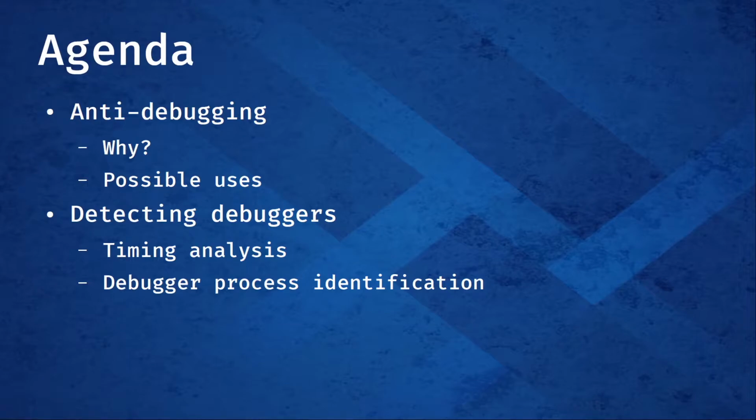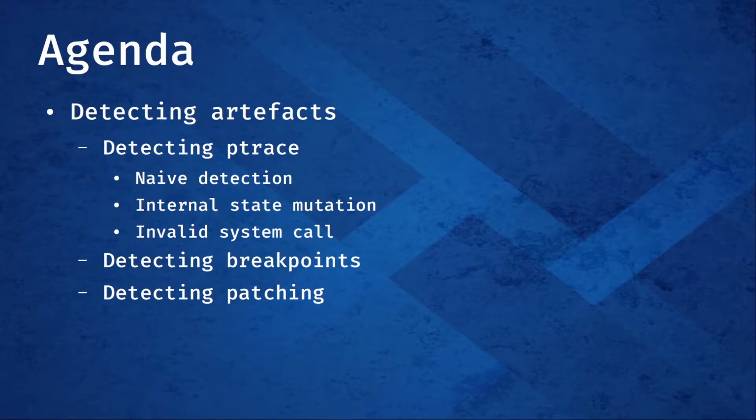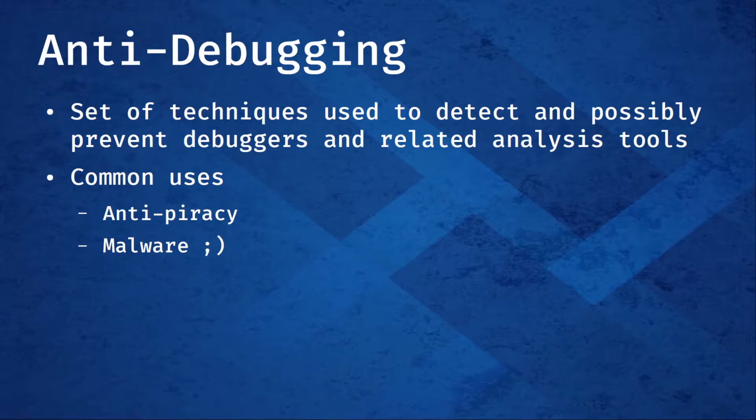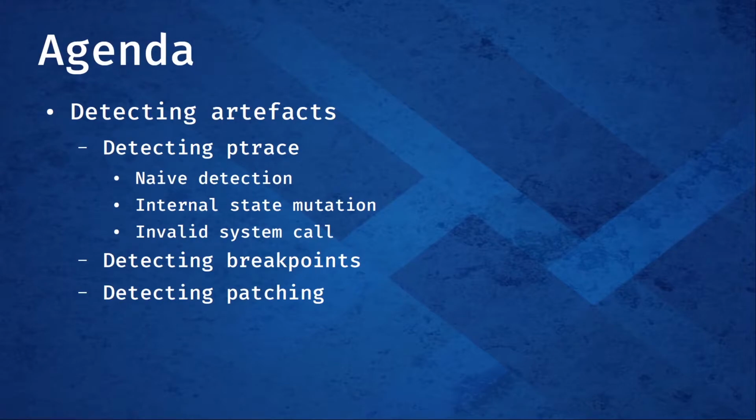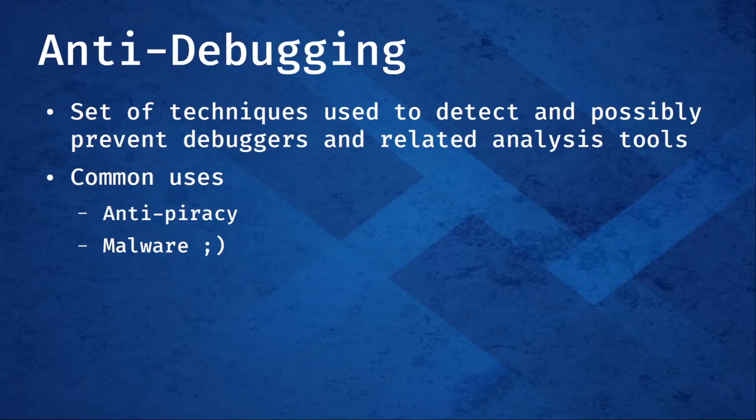So this is today's agenda. We will start from basics of anti-debugging and their uses. Then we will cover some techniques in detail to detect debuggers, to detect certain artifacts which are created when a process is trying to debug another process. And then we will see some demonstrations, some source codes of their actual implementation.